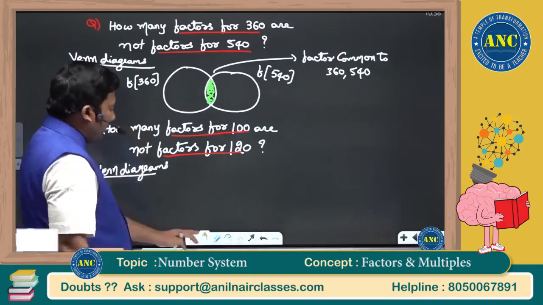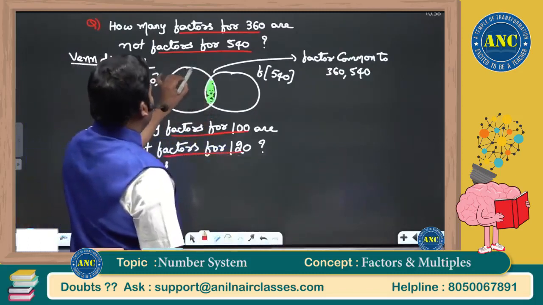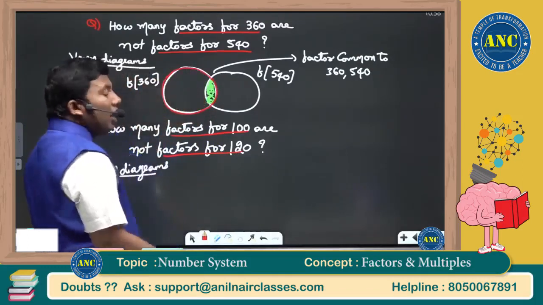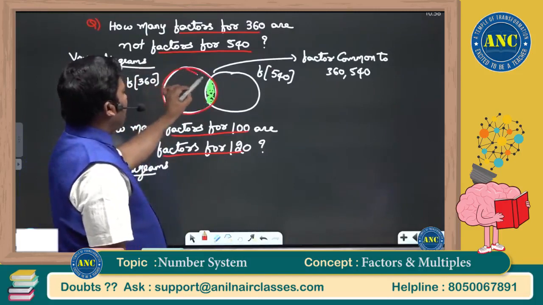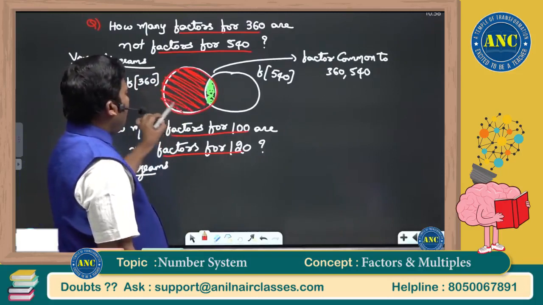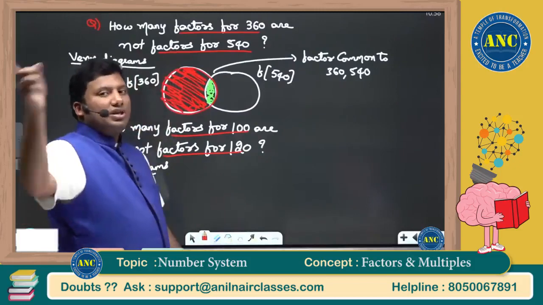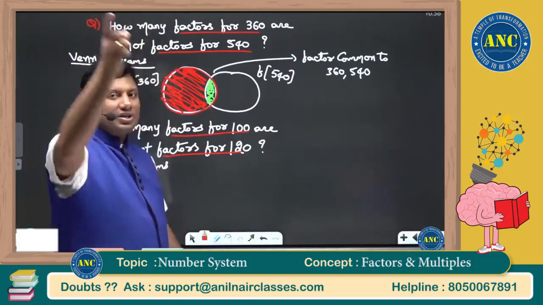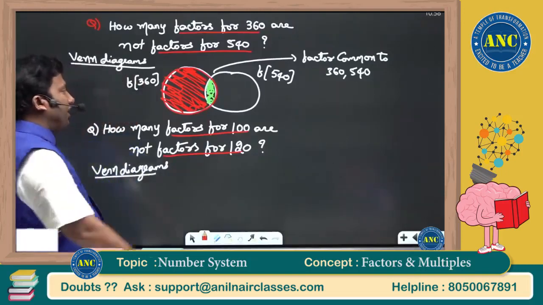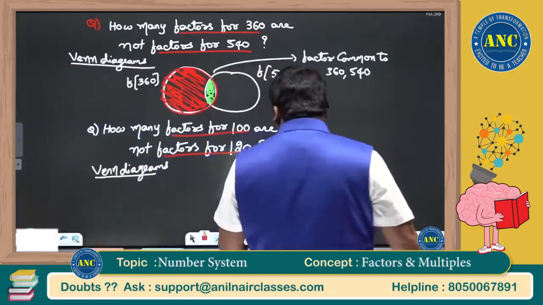Now read the question. What is the question? How many factors for 360 are not factors for 540? The circle represents the total factors for 360. That means I require this red color shaded region. In the factors of 360, there are certain factors which are common to 360 and 540. We have to eliminate them, then we will get this red color shaded region.